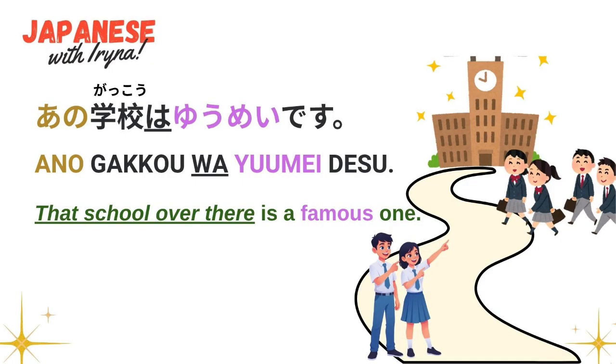And if we are talking about something which is closer to the listener, then we use sono. So the object is closer to the listener. You say sono ノートは黄色です. あの学校は有名です。That school over there is a famous one.